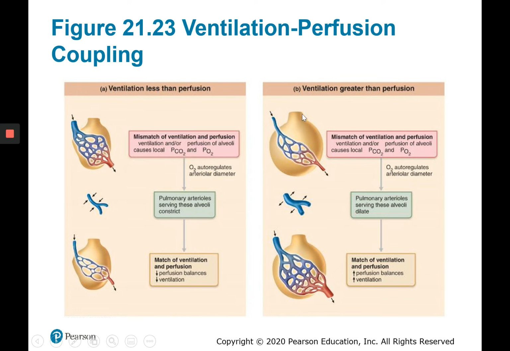Over here on the right, so example B, we have high ventilation and low perfusion. But if the arteriole dilates, we will have matched up ventilation with perfusion.